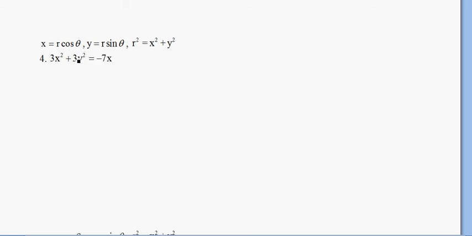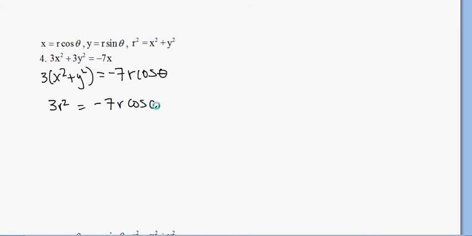So again, I see r squared, again this x squared and y squared, but I have this 7x over here. So first thing I'm going to factor out a 3, so I get x squared plus y squared is equal to negative 7, and x is equal to r cosine theta. So this x squared plus y squared is r squared, so this is 3r squared is equal to negative 7r cosine theta.